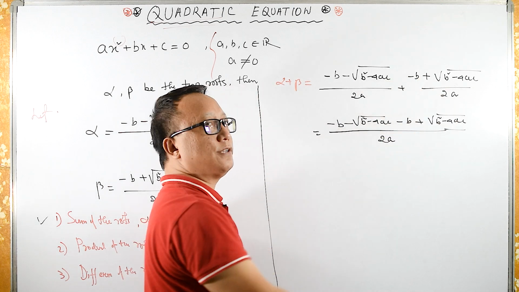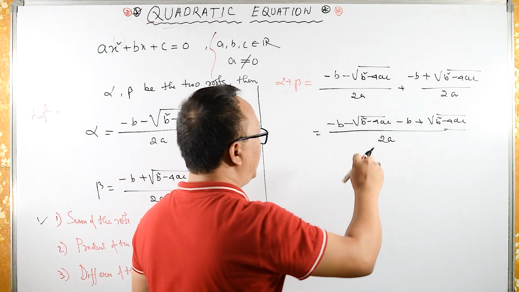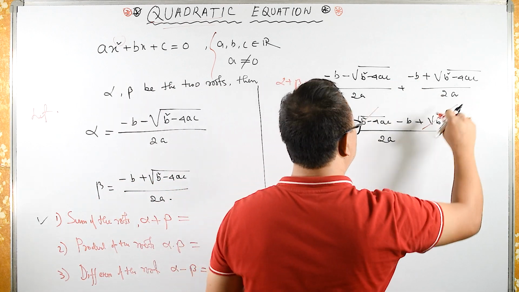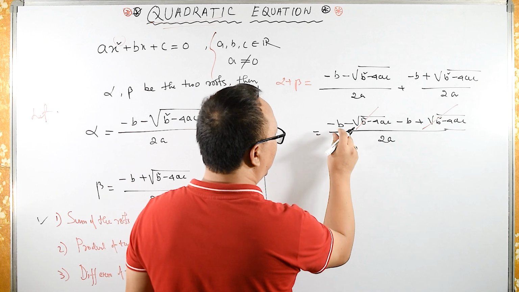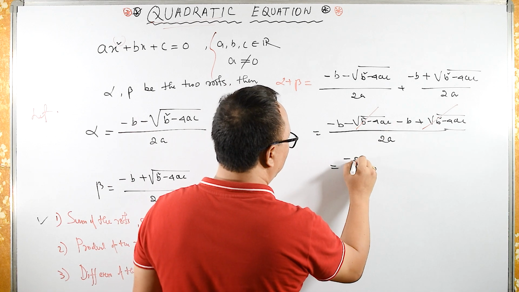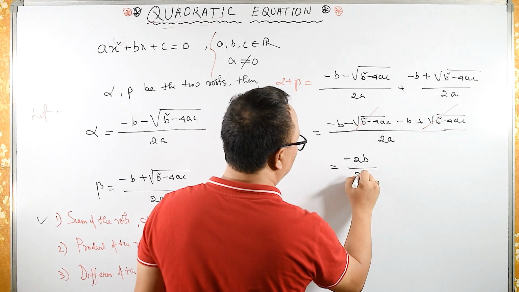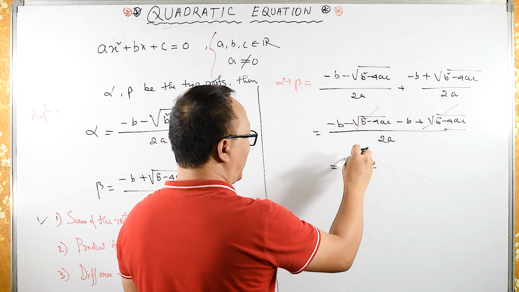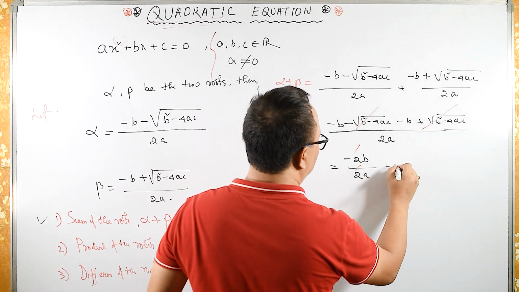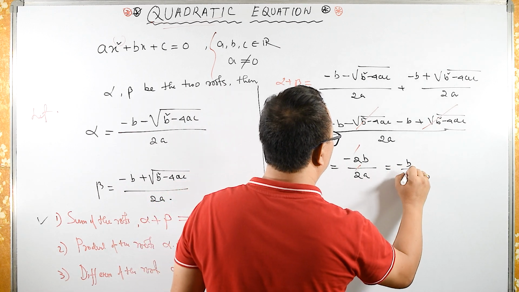Since plus is there, I will not change anything. This term and this term get cancelled. What we have is minus b minus b, we get minus twice b upon twice a. So these two and these two get cancelled. So this is equal to minus b upon a.